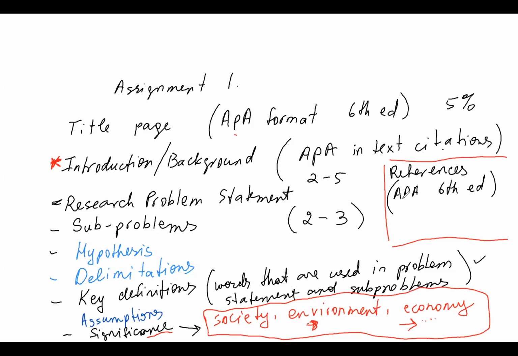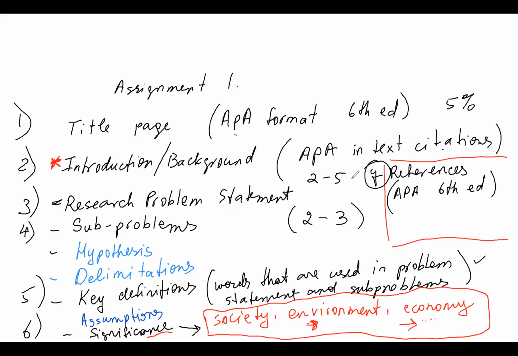Keep reading, because even though it looks like so many things, let us number them to see how many things are here. So we have the title page, the introduction, the research problem, the sub-problems. I'm numbering the graded parts: key definitions, significance, and the reference list.